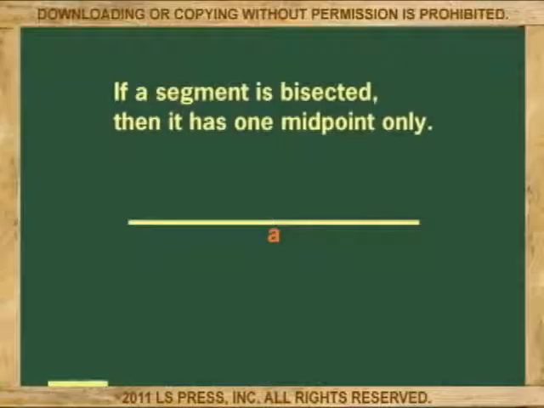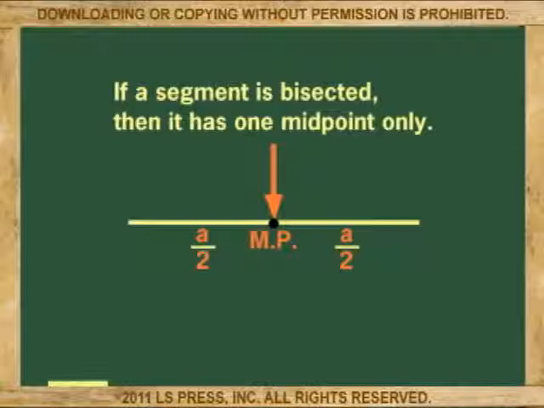If a segment is bisected, then it has one midpoint only. Establishes the fact that bisecting means cutting in half. So if an integral quantity has to be turned into 2 equal parts, the 2 equal parts must be separated by one common element only. That is the point that divides them.